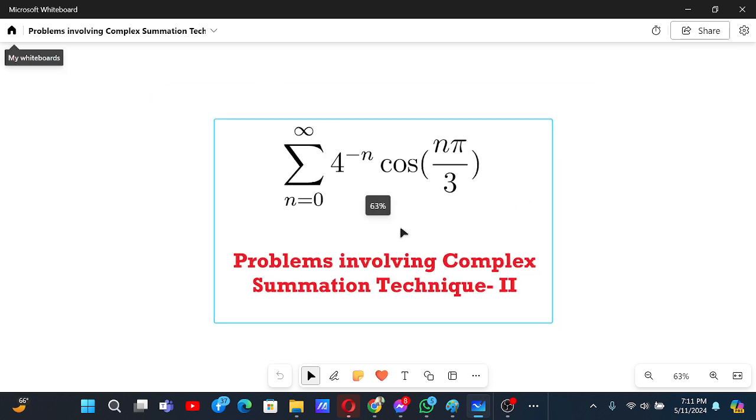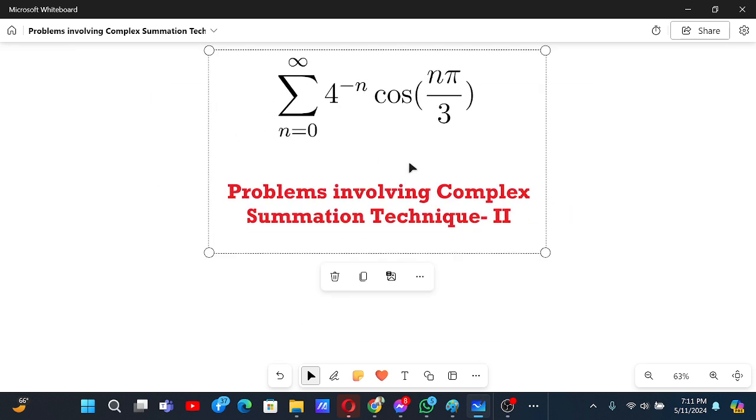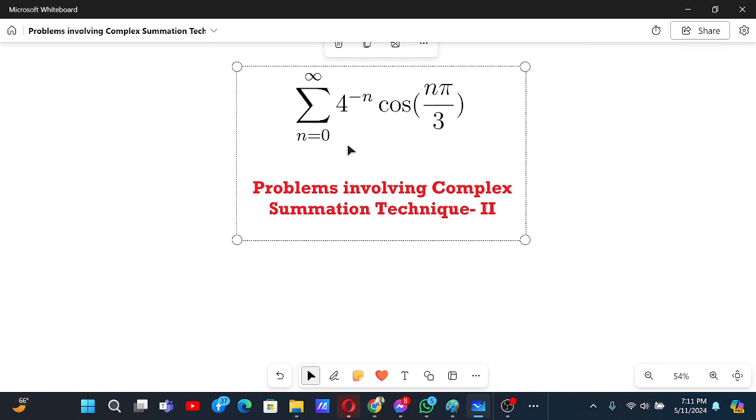Problems involving complex summation technique II. So I have already done two problems in this series, introduction and problem I. By now you should know what the complex summation technique really is.